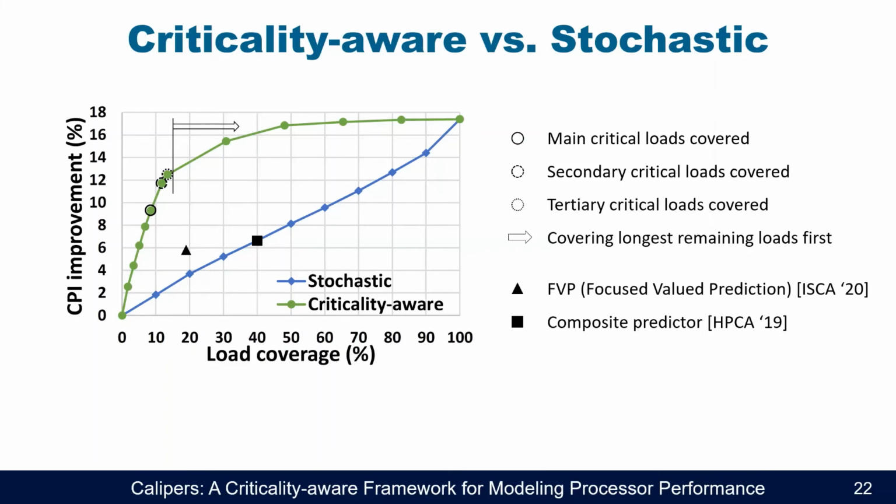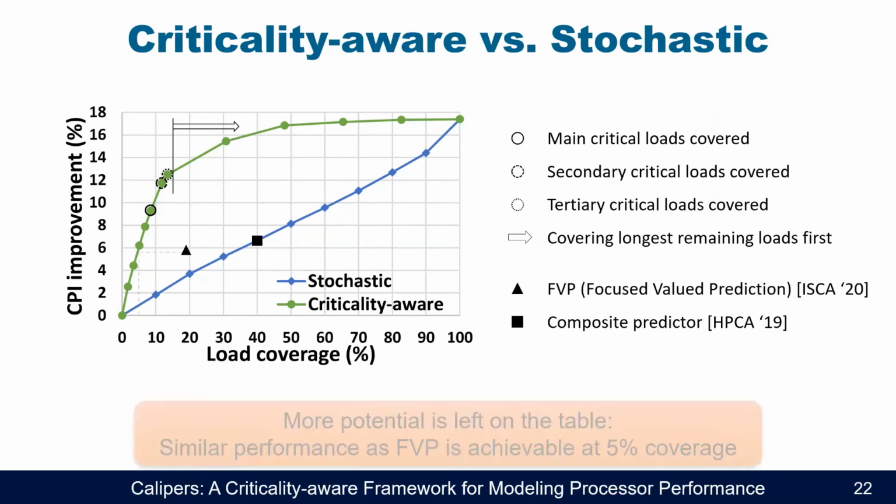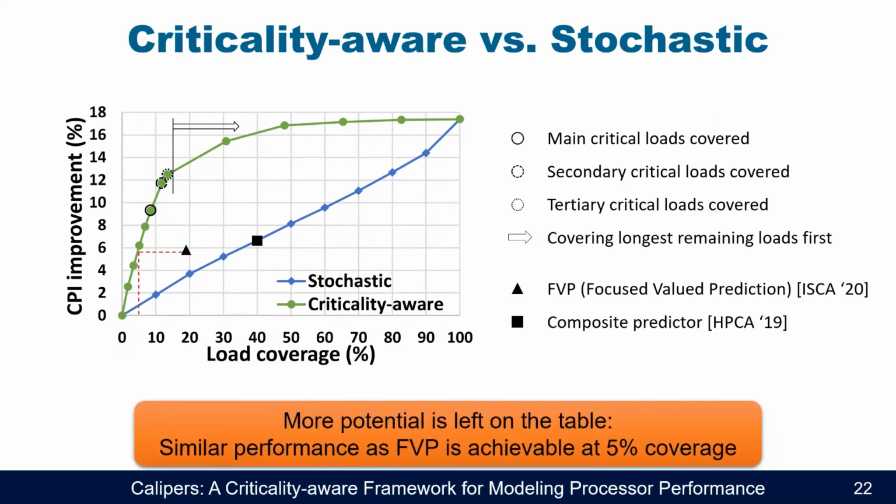The chart has been marked with data points of a state-of-the-art work related to the two approaches. In particular, for focused value prediction, which focuses on the critical loads but can only predict a fraction of them, we see a similar performance improvement is possible at just about 5% of coverage. So all in all, this study reveals that much more potential is still there using much more focus on critical loads.